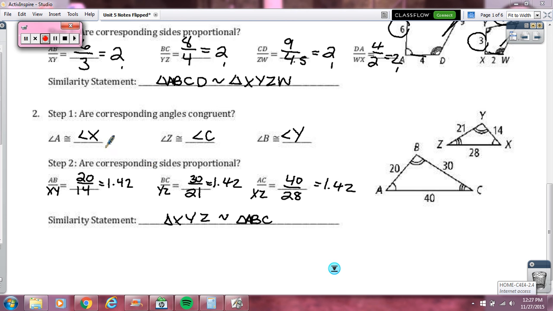Alrighty, so for number 2, we've got ABC goes with X, Y, and Z based on these little markings. When I go to compare the sides, keep in mind that the short side on this shape should go with the short side on the other shape. So 20 and 14 would be corresponding. And then when I set up all these fractions and actually type them into my calculator and divide them out, I get the same number, 1.42 for each, meaning I do have proportional sides. So these two are similar, and here's the similarity statement that I wrote.